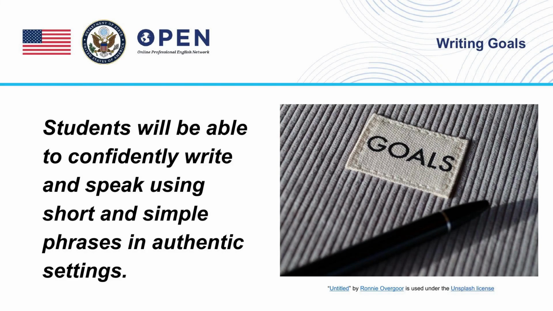Hopefully you wrote down your ultimate goal on the template. Let's look at a sample template for grade 7 English. For this teacher, the goal is for students to gain confidence to speak and write phrases, not complete sentences yet. Students will be able to confidently write and speak using short and simple phrases in authentic settings. The teacher wants students to be able to transfer their writing and speaking skills to real life or authentic situations.